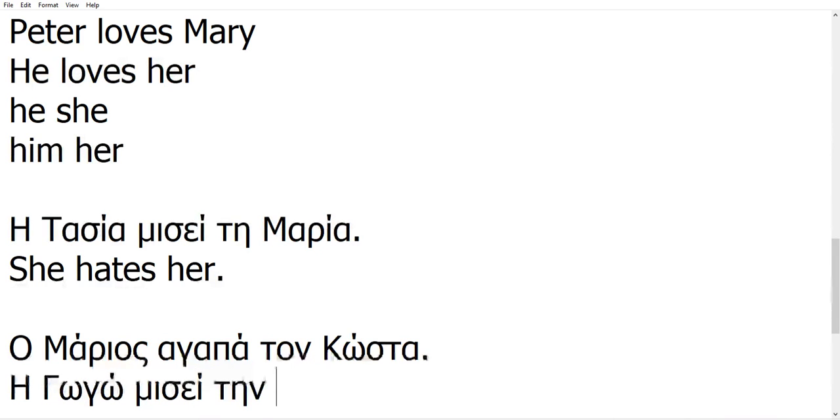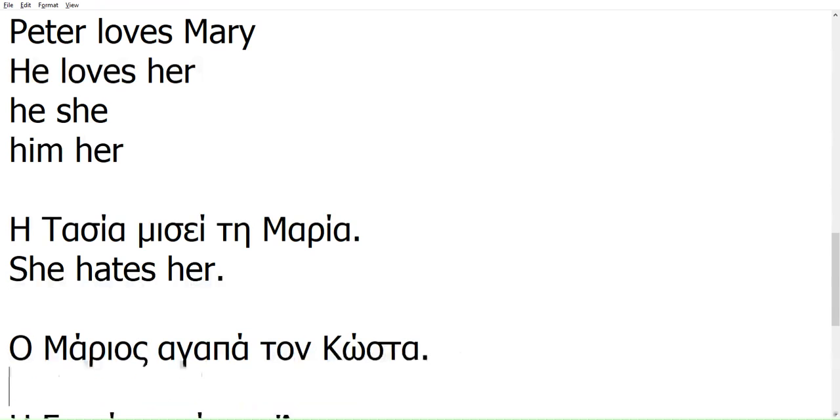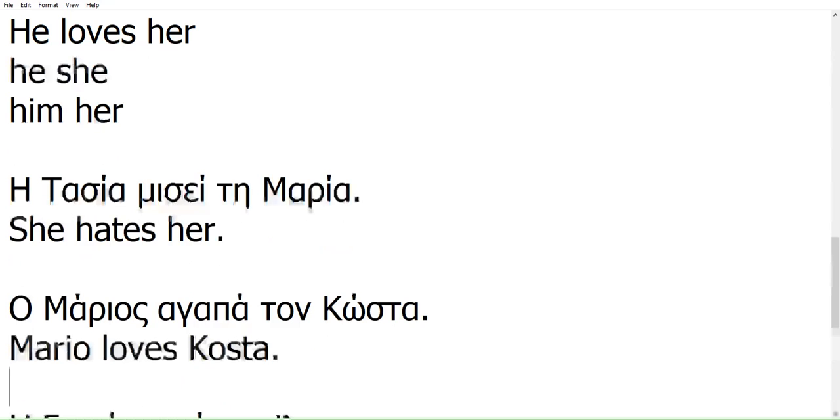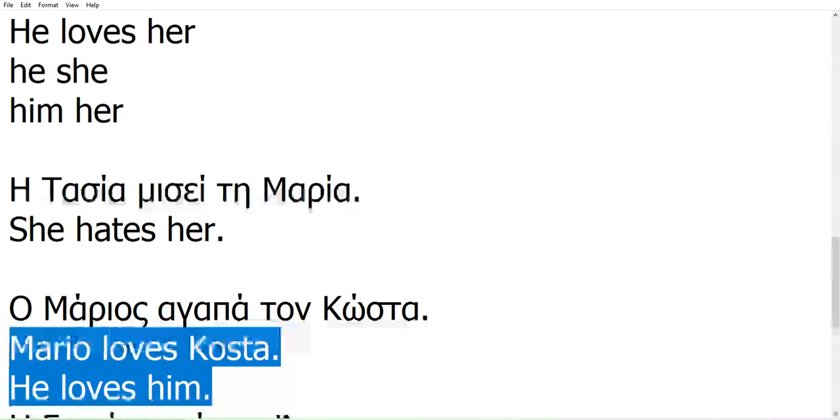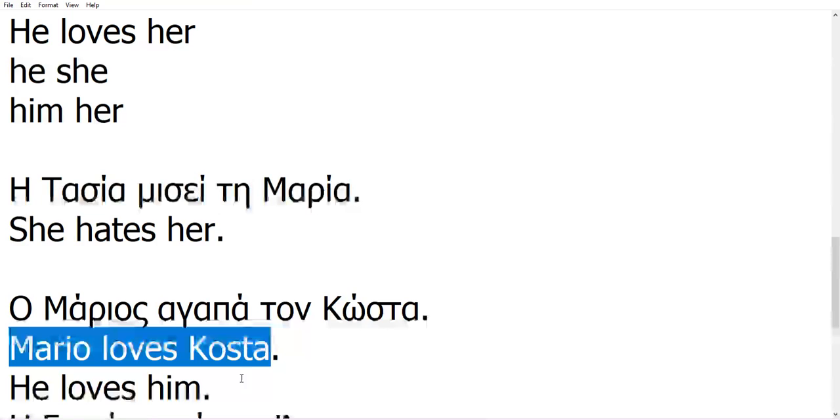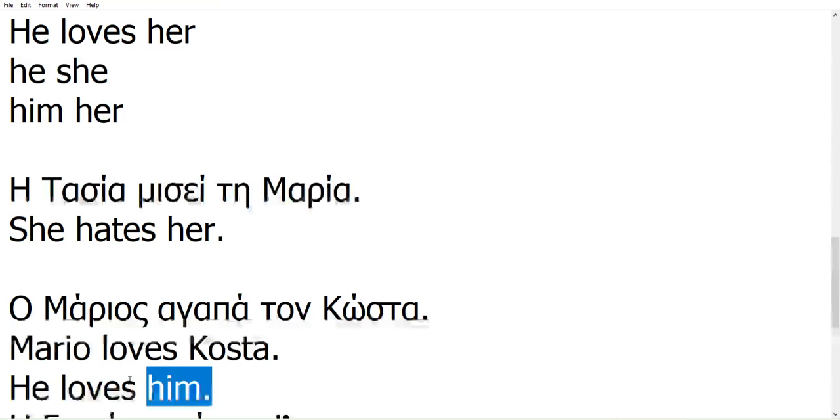So you can pause this now and see if you can do the same trick. So the first one is ο Μάριος αγαπά τον Κώστα, so it would be Mario loves Costa, so it would be he loves him. Yeah. So now, if it wasn't clear from Mario loves Costa, now it should be clear that Costa is the object and Mario is the subject.